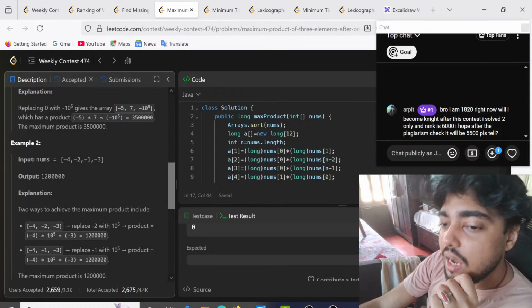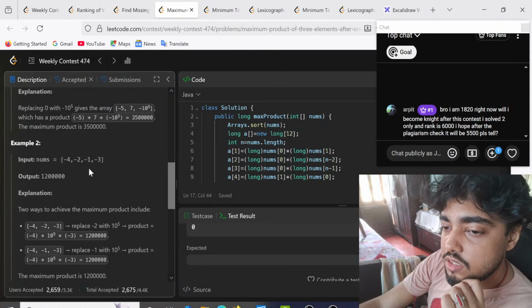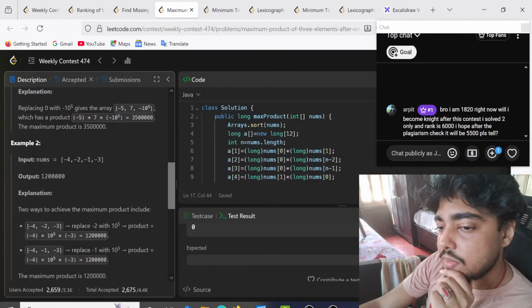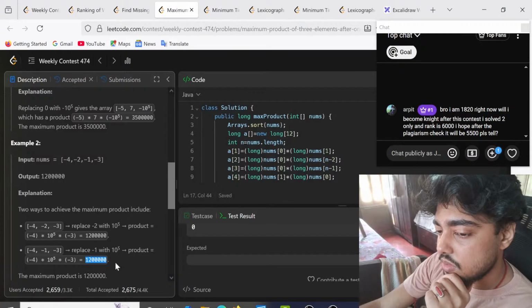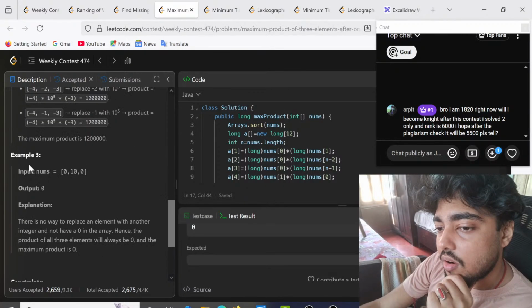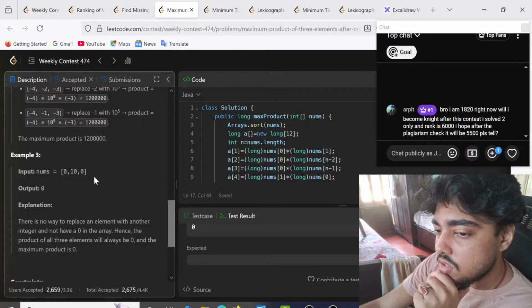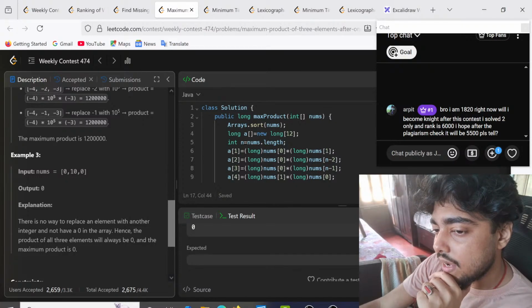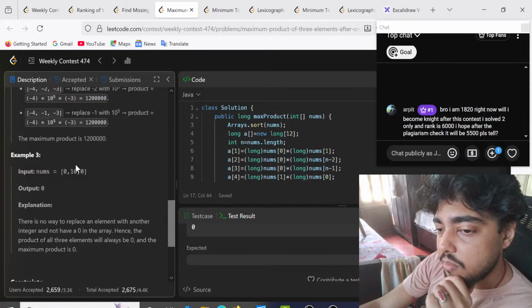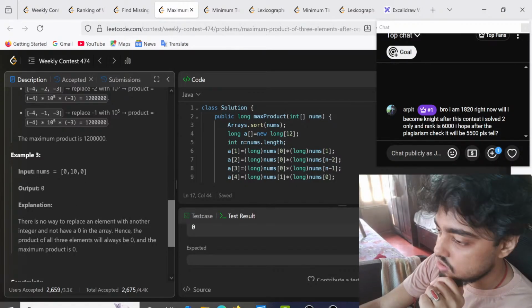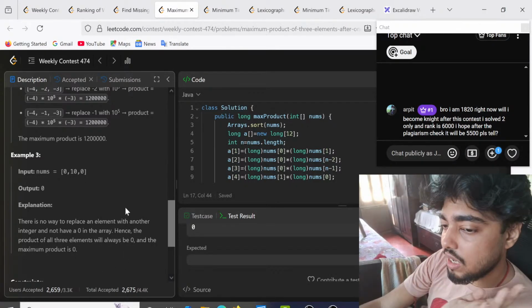So here, there are two ways to achieve it. You can remove the minus 2, or also the minus 1. So minus 4, minus 3 I'm keeping, and any one of them I make 10 to the 5 and I get the max. In this case, 0, 10, 0. So I can either remove this, or this, or this. If I remove this, it is 0. If I remove this, it is also 0. If I remove this, then also 0. So no matter what you do, the answer is 0.